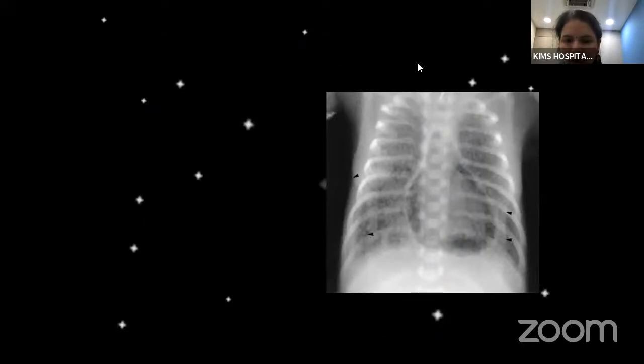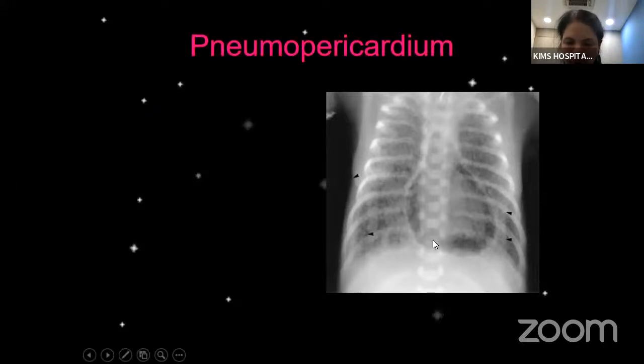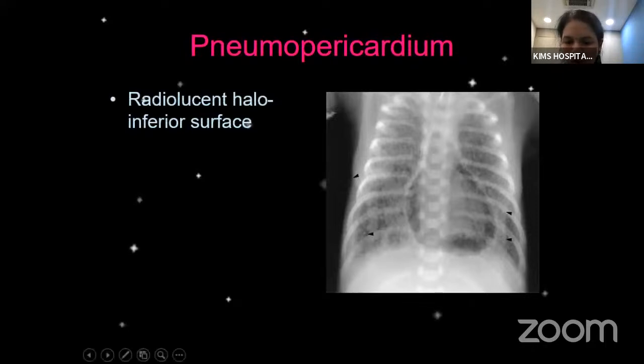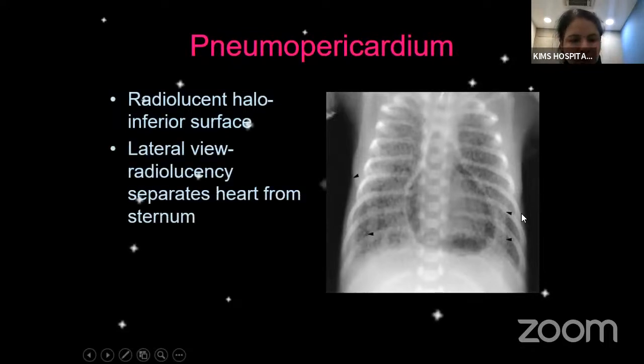On the other hand, pneumopericardium may be identifiable by the presence of a radiolucent halo. This is also seen around the heart, but in pneumopericardium, we almost always see air on the inferior surface of the heart. So this radiolucent halo will also be seen overlying the inferior surface of the heart. And it can be seen more clearly in the lateral view, wherein the radiolucency separates the heart from the sternum.